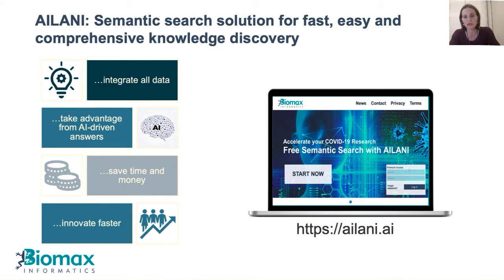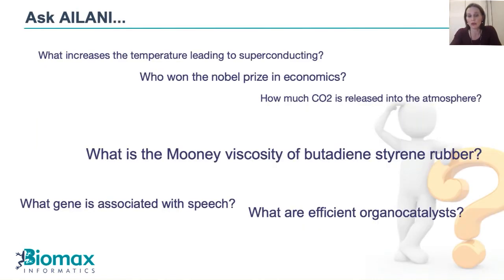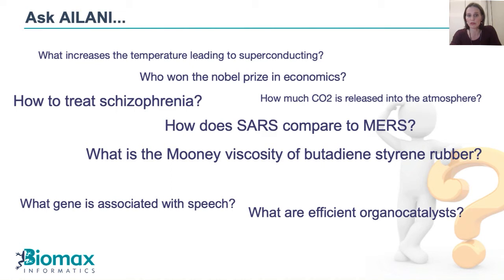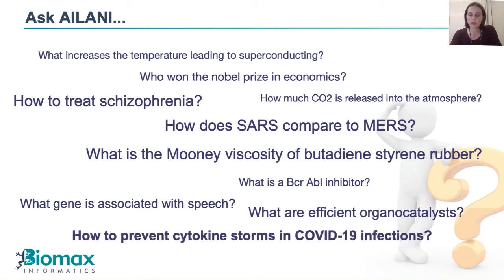With Vilani, we have developed now an optimized solution where we continuously mine data from multiple literature resources ranging from full-text publisher articles, clinical trials to patents. And this system scales with millions of documents, which provides an AI-based question answering in addition to a conventional keyword search. You can ask Vilani all kinds of questions, such as how to treat schizophrenia, or how does SARS compare to the Middle East respiratory syndrome virus, or what is a BCR-ABL inhibitor, or how to prevent cytokine storms in COVID-19 infections.